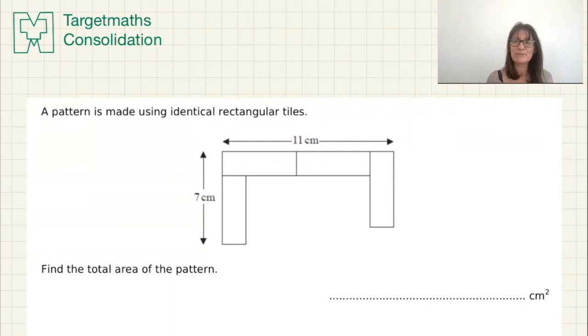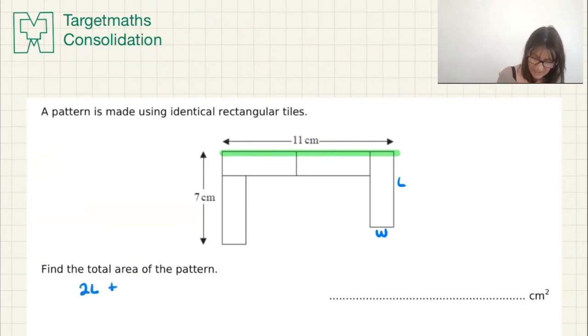Admittedly, you can problem solve this without it, but it's so simple and straightforward to do. So the area of the pattern is basically a pattern that's made up of rectangles. Rectangles have a width and a length, or a base and a height, however you choose to do it. When I look along the top here, I've got 2 lengths and a width. So I've got 2 lengths plus a width equaling 11. When I look down the side, I've just got 1 length and 1 width. So I've got a length plus a width equaling 7.